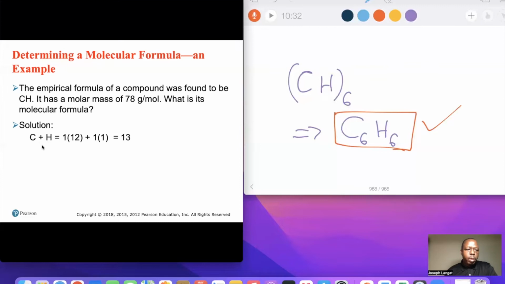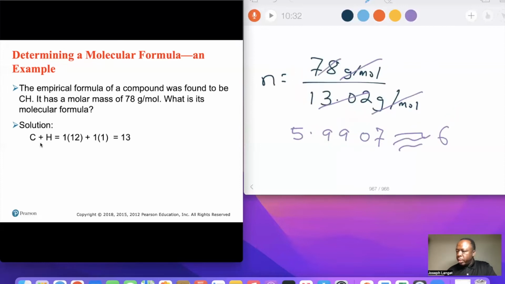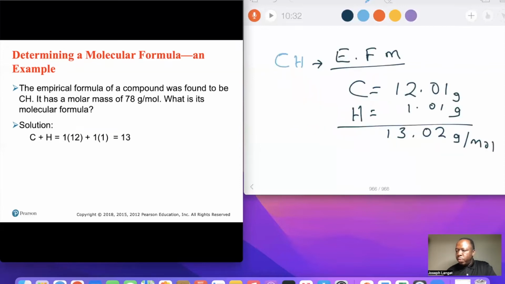The reason why we are doing this is to find the empirical formula mass, this addition here. Please use all the digits on the periodic table. I'll give you the periodic table in the exam. In the quiz, you'll be given the periodic table.